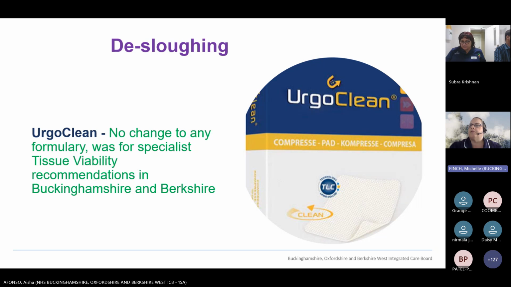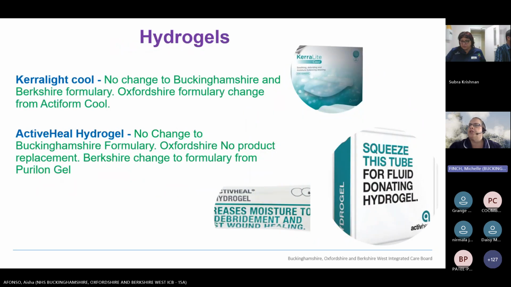This was for specialist recommendation via tissue viability in Buckinghamshire and Berkshire, but is now open for all to order on the ordering platform. Hydrogels, Kerraliite Cool, no change in Buckinghamshire and Berkshire formulary. Oxfordshire, it's a change from Actiform Cool. Then we have the Activheal Hydrogel, that's no change to Buckinghamshire. Oxfordshire, it's no product replacement, and Berkshire change from Purilon Gel.